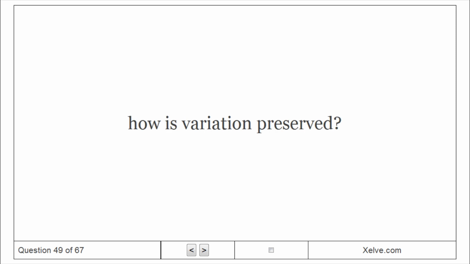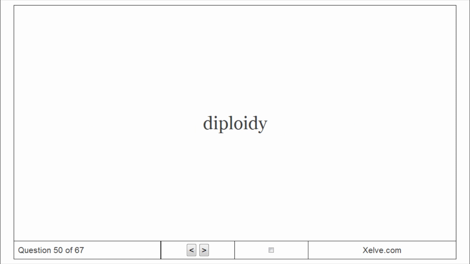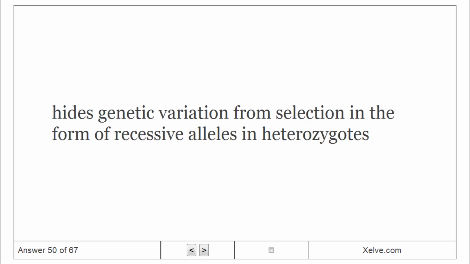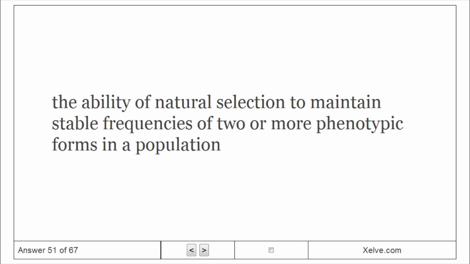How is variation preserved? Diploidy and balanced polymorphism. Diploidy hides genetic variation from selection in the form of recessive alleles in heterozygotes. Balanced polymorphism: the ability of natural selection to maintain stable frequencies of two or more phenotypic forms in a population.